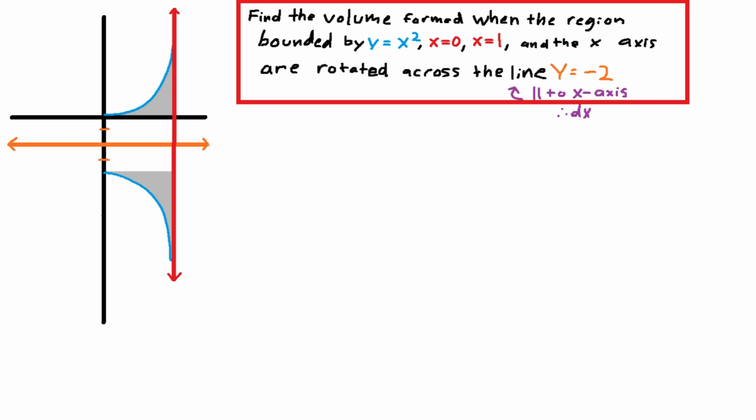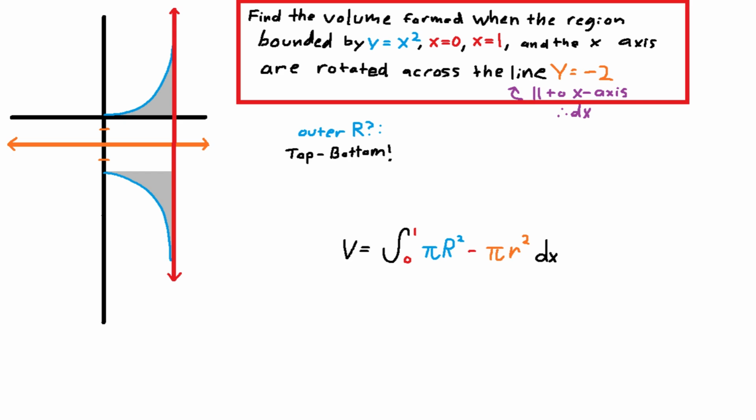Now note this is similar to a problem in the last video. The line y equals negative 2 is parallel to the x-axis. Therefore, this integral is going to be with respect to x. Now, the bounds were given to us. Thank Joseph for that. So we still need to find the outer radius, big R, and the inner radius, little r. So to find the outer radius, we actually have to do top minus bottom.